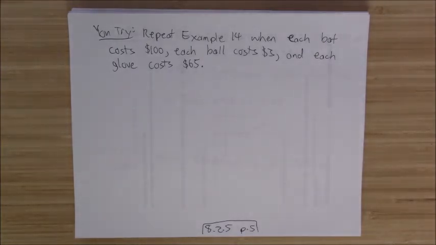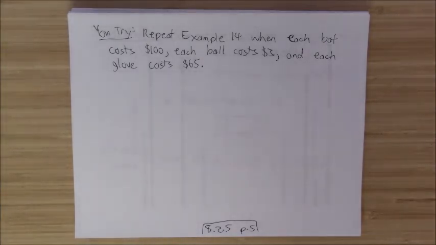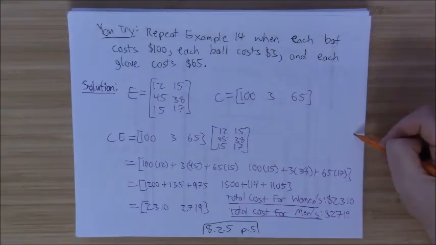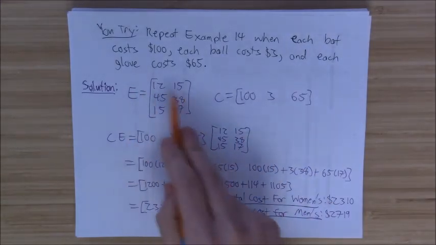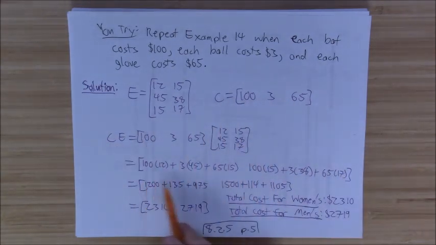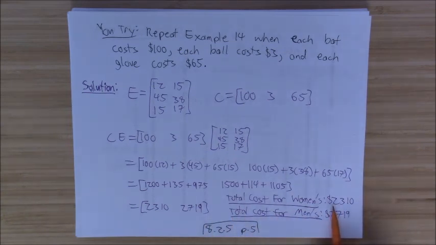So now it's time for you to try an example. Go ahead and repeat the last example, same equipment list, but we're going to have different costs this time. On the count of 3, I'll reveal the solution. 1, 2, 3. Here we have the same equipment list matrix, and a different cost matrix. Going through, I wrote out all of it and ended up with $2,310 as the total cost for the women's team and $2,719 for the total cost for the men's team.